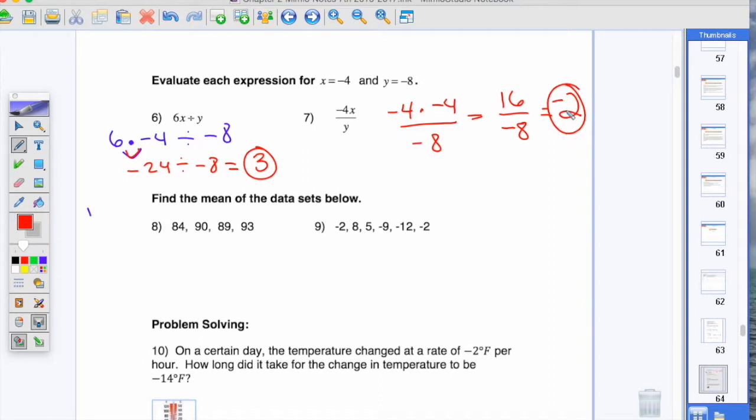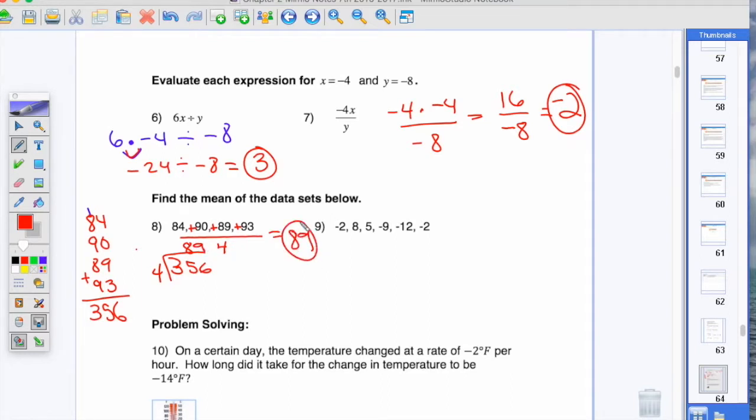Find the mean of the data set below. So to find the mean of a data set, you add all the numbers in the set and divide by the total. When you add up your 84, 90, 89, and 93, you get 356. Now you have to take that 356 and divide it by 4. 356 divided by 4 is 89. So your answer is 89. So the average of those four numbers is 89.